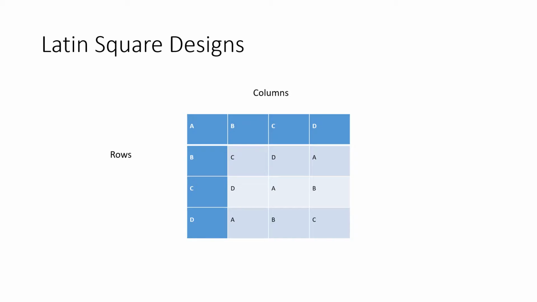You can have Latin squares in many different sizes as long as the sides are equal and the number in rows and columns correspond to the number of treatment levels.